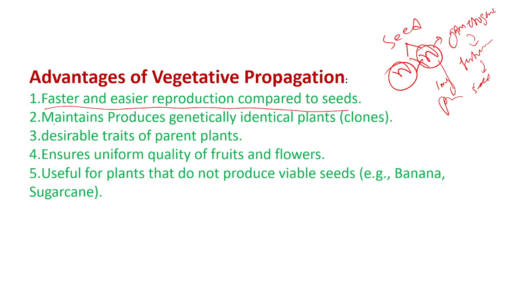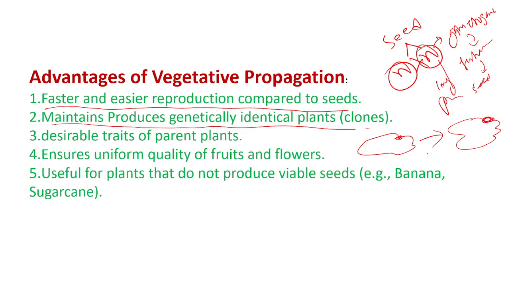And another point is that it produces genetically identical plants, or clones. Here we produce identical offspring of the parent. That means this is a clone. Here we obtain the parent with around 95, 96 percent or above accuracy. The new offspring is an accurate copy of the old plant. That is the most important thing.